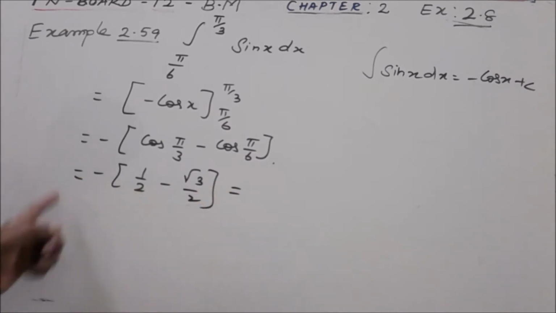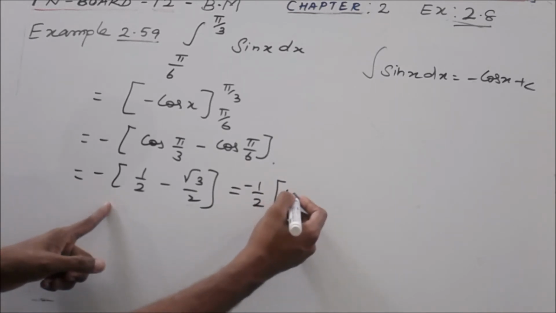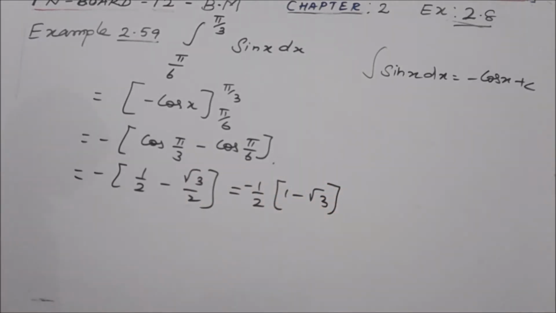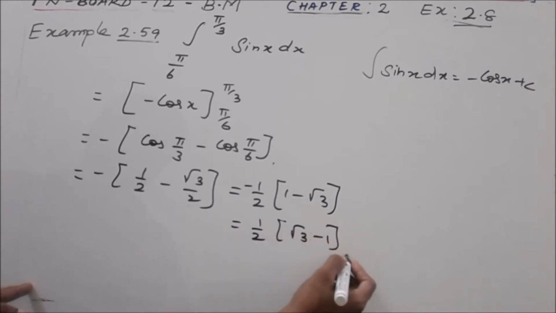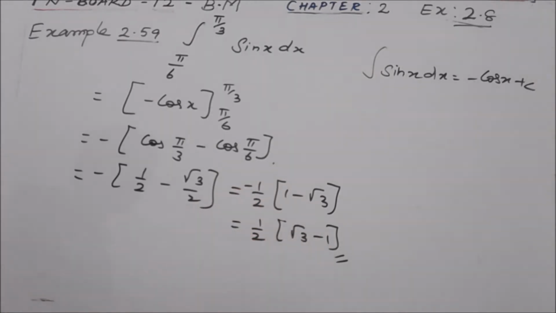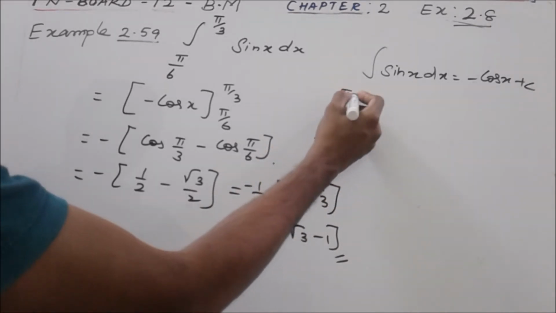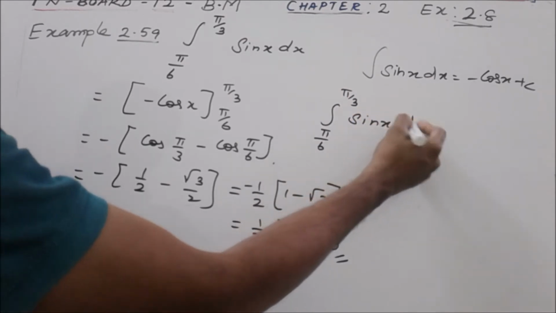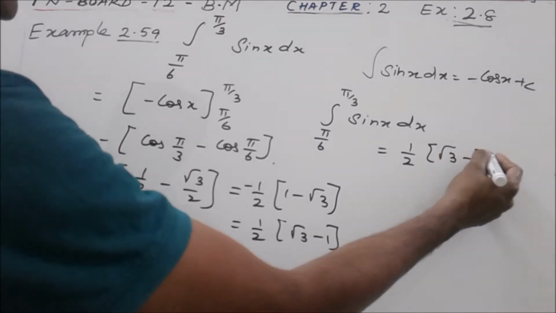So now 1 by 2 is taken out, minus 1 by 2 into 1 minus root 3. Now multiplying this minus inside, we will have 1 by 2 into root 3 minus 1. Therefore, the value of integral pi by 6 to pi by 3 sin x dx will be equal to 1 by 2 into root 3 minus 1.